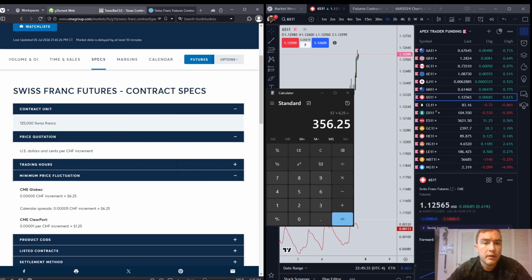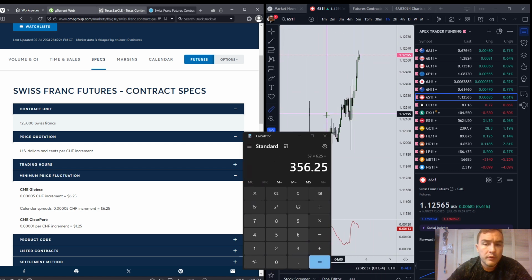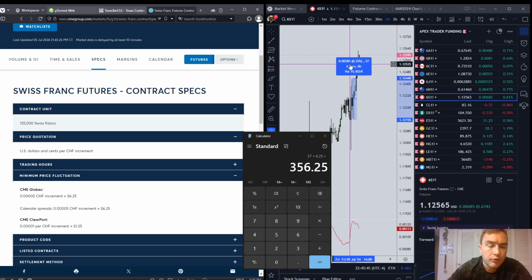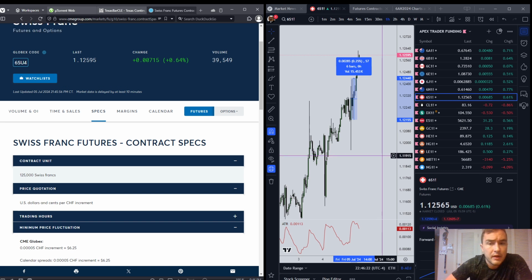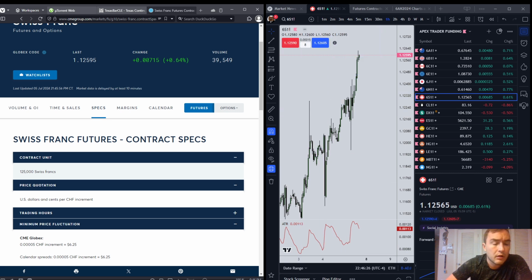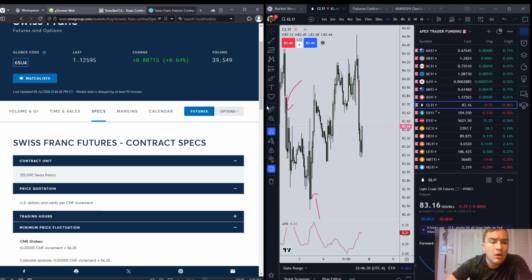So bring up our handy dandy calculator. Let's say we're here on the Swiss franc and we bought here and we sold here and it moved 0.00285. So it moved 285. We're going to divide that by 0.00005, and then multiply that by $6.25. So to give you an idea, on an hourly chart, if it moved up, it'd be $356.25. Again, the contract size on the Swiss franc is similar to the British pound. Every time that it moves, it is $6.25 a tick. Okay, guys, now we are done with our Forex pairs.